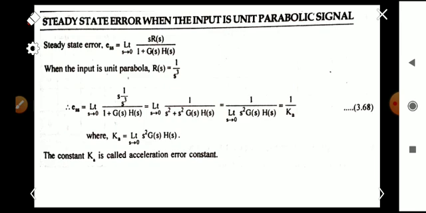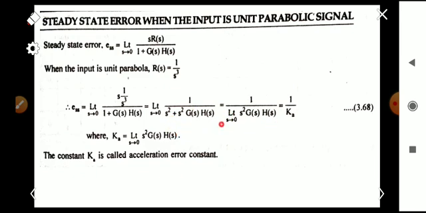If you are applying a parabolic signal, what will happen? First we have to derive a relation between the ESS and the parabolic signal. We know the steady state error equation, which we have already written in the previous slides. Substitute the value of R(s) as 1 by S cube, and by cancelling, S square comes in the denominator part. So by applying S tends to 0, we will get 1 by limit S tends to 0 of S square into G(s) into H(s). The first term will become 0, so the limit can only be applied to the second term.